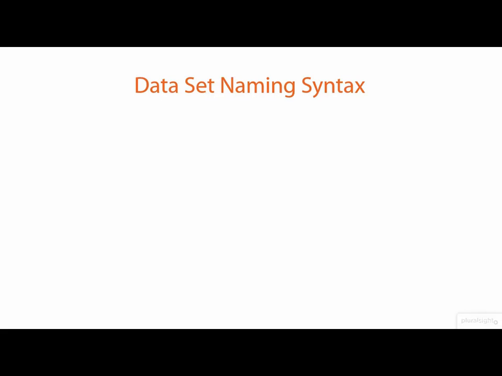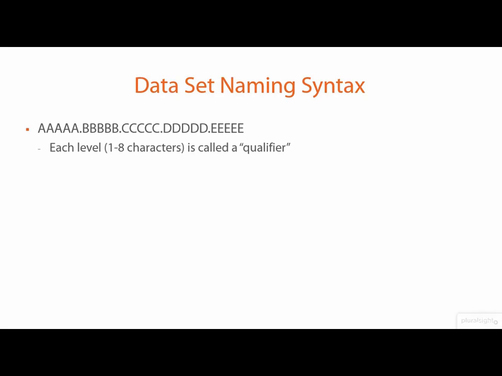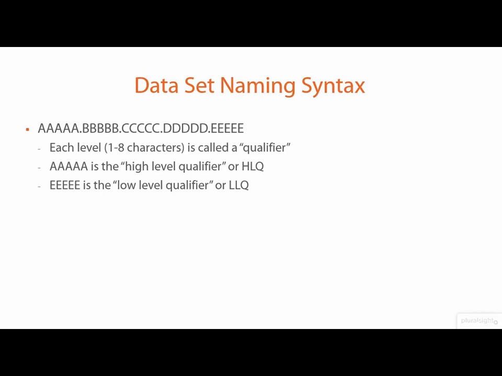In the first place, let's consider the standards that are associated with data set names. A data set name has this basic format with various levels, and in this particular case we can have up to 8 characters per level separated by dots with a maximum length of 44 bytes, as we discussed previously. Each level is called a qualifier, and from those qualifiers then we have A's, in this case representing the high level qualifier, and the E's representing the low level qualifier.